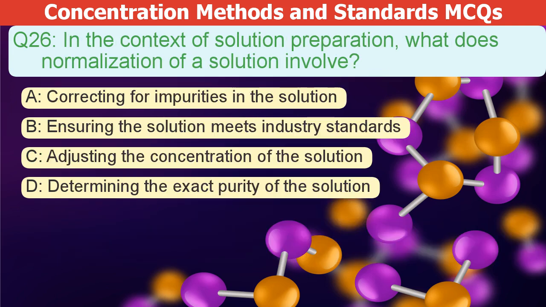In the context of solution preparation, what does normalization of a solution involve? A. Correcting for impurities in the solution. B. Ensuring the solution meets industry standards. C. Adjusting the concentration of the solution. D. Determining the exact purity of the solution.